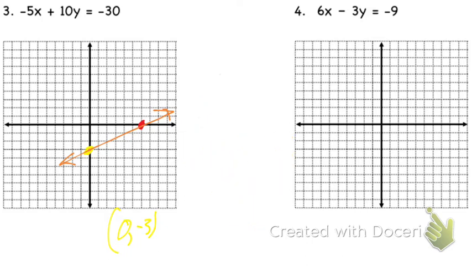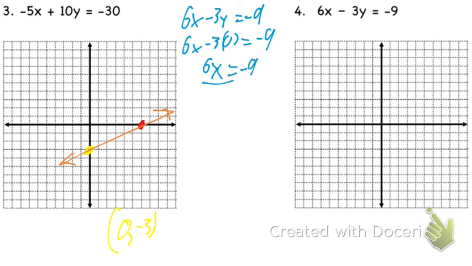Okay. So 6x minus 3y equals negative 9. If we're plugging in for the x-intercept, we're going to make y 0. So 6x minus 3 times 0 equals negative 9. Well, 3 times 0 is 0. So 6x is equal to negative 9. Divide by 6. It doesn't simplify all the way, but 3 goes into both. So it's negative 3 over 2. Negative 3 over 2 is the same thing as negative 1.5, comma 0.